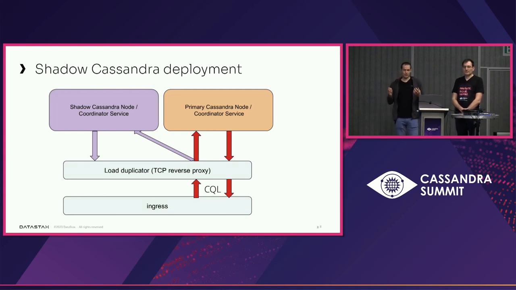And there is a simple TCP proxy in front of the primary Cassandra node. Its purpose is to pass the client traffic to the primary Cassandra node, but also duplicate it and send it to the shadow Cassandra node. Now, in case of AstraDB, this will be coordinator services. I'll talk more about that later.